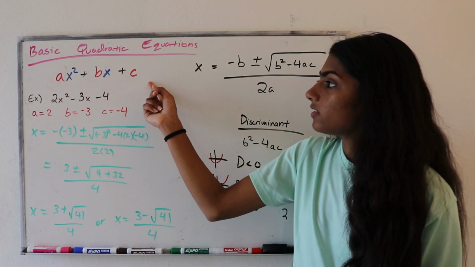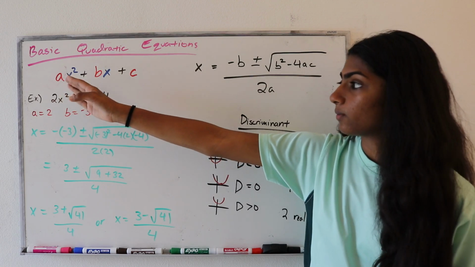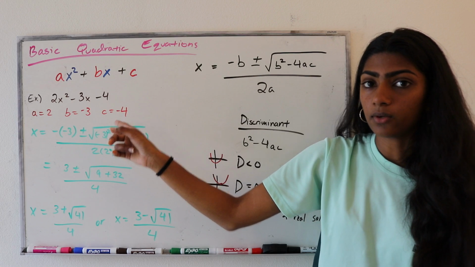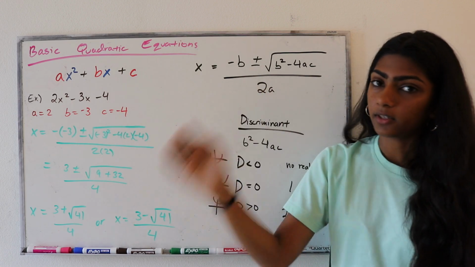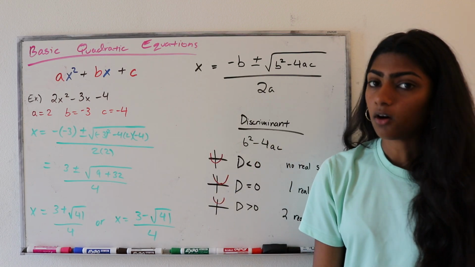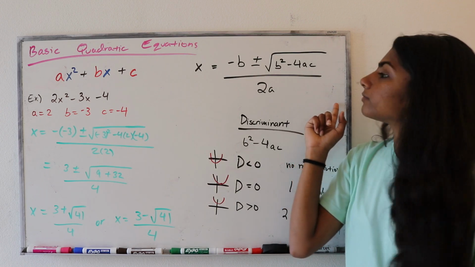To find the answers for these, the first thing you need to do is identify what each constant and coefficient is. For example, what a equals, what b equals, and what c equals, and then plug them into this equation. This is the official quadratic formula: minus b plus or minus the square root of b squared minus 4ac, all over 2a. It's really important to memorize this for Algebra 1 and Algebra 2.